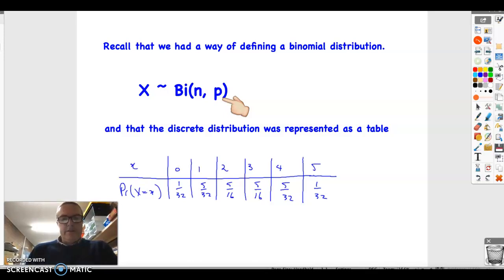And the discrete distribution was represented as a table, where the top row, x, was all the possible values that that variable could take, and all of their respective probabilities in the bottom row of the table.